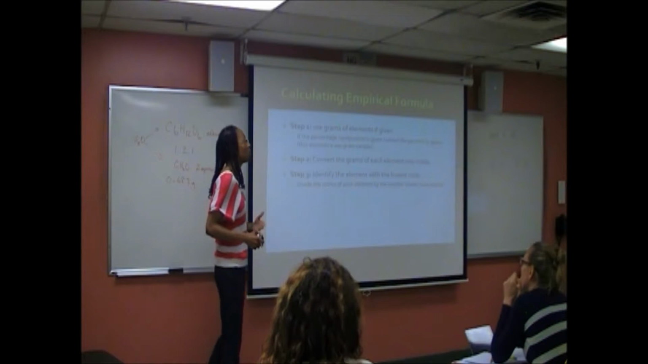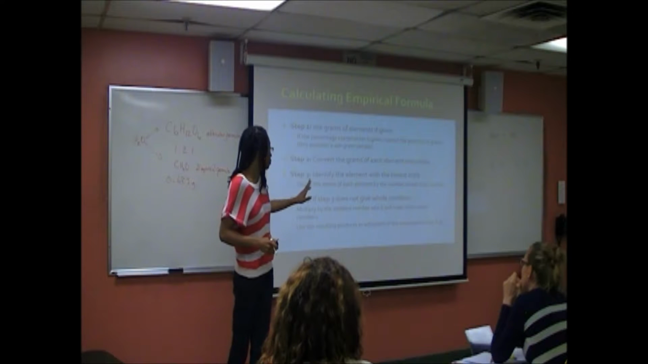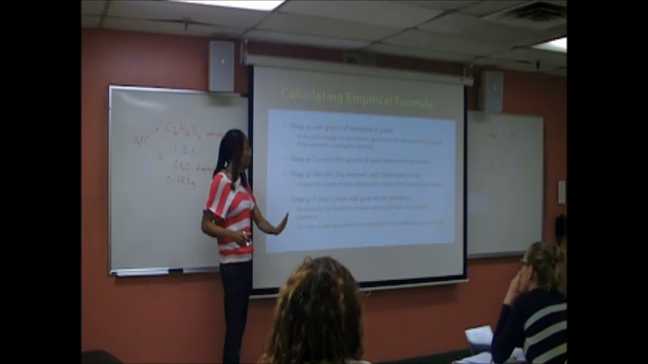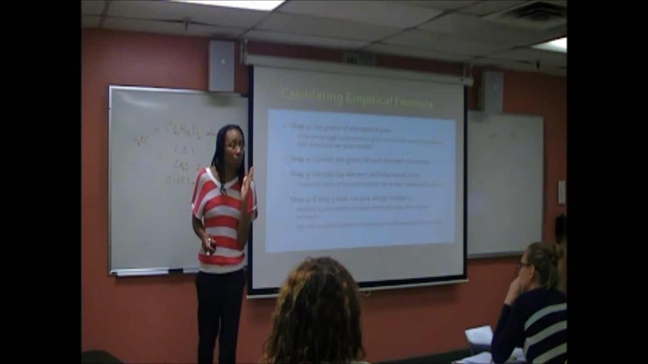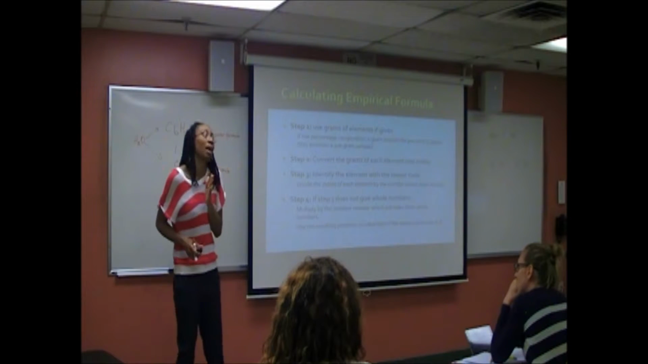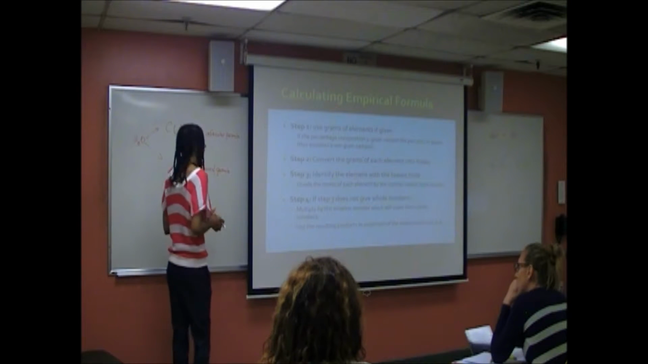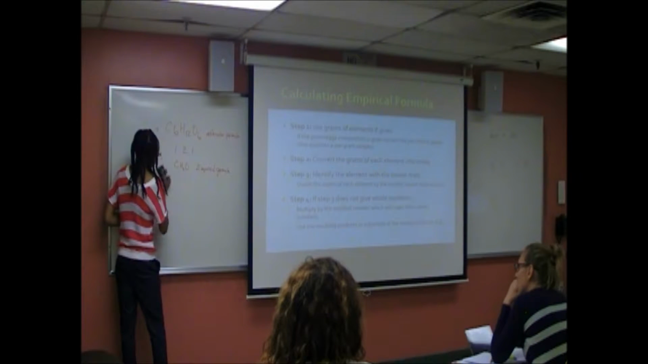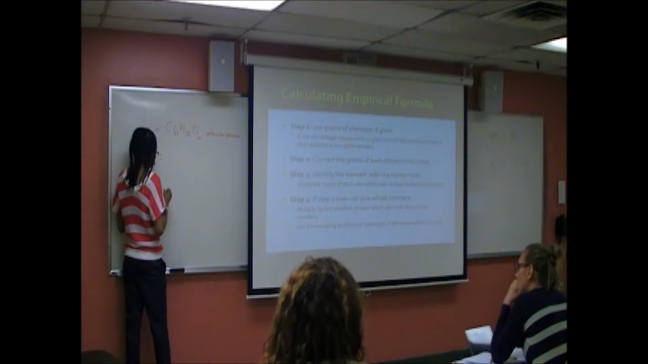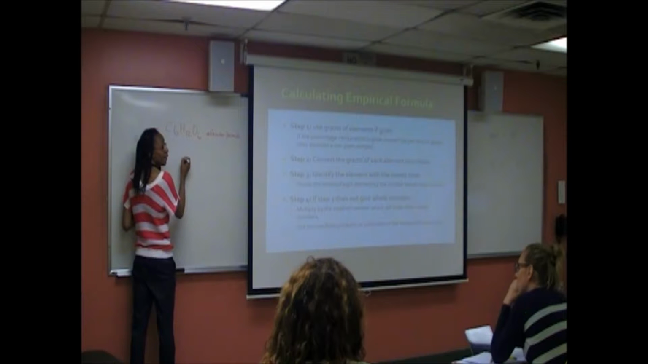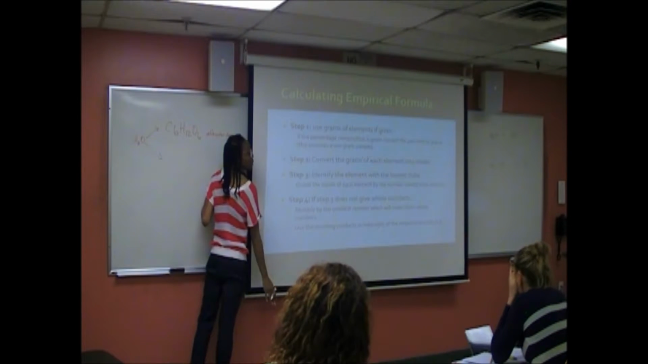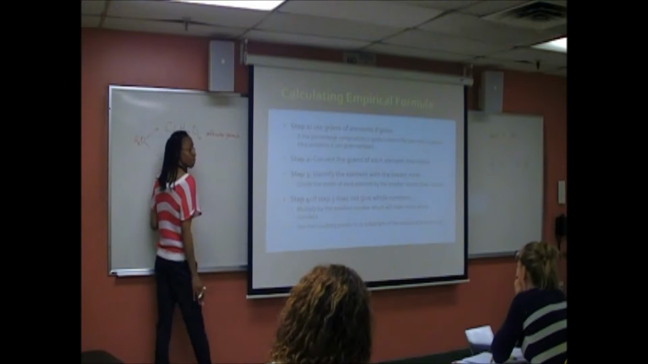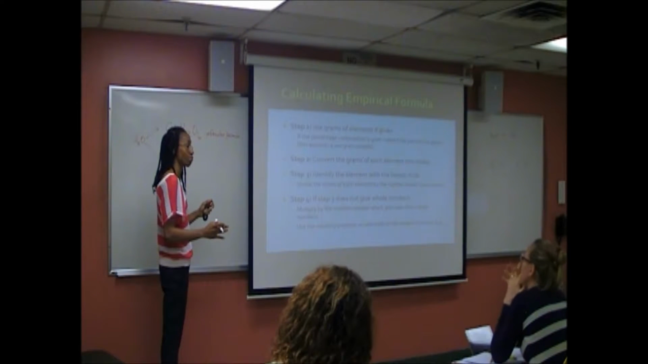Now, if you get a whole number, you're good. You stop at that point. You stop after step 3. If you do not get a whole number, you must multiply something. Is this from converting grams to moles you're speaking about? No, I'm talking about after you divide it to get the ratio. When you convert from grams to moles, if you get a decimal, that's okay. You're fine.